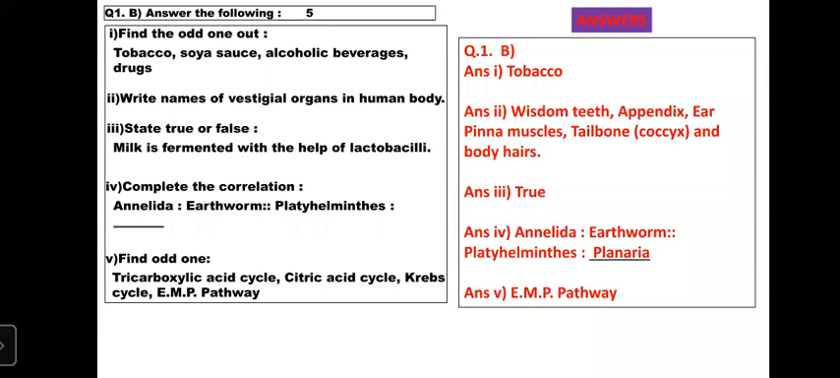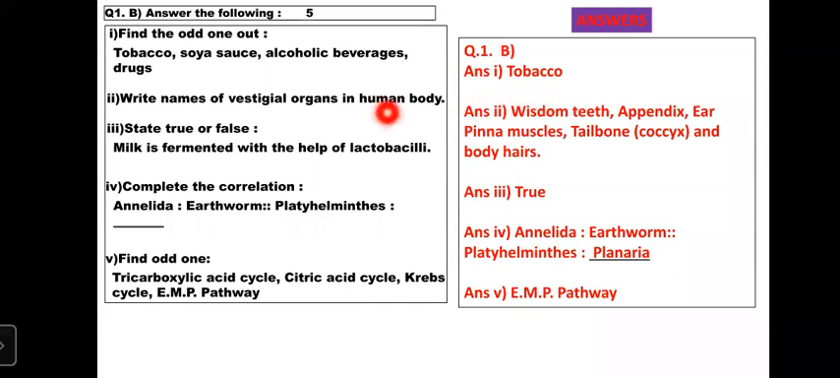Now see the questions. First one, find the odd one out: tobacco, soya sauce, alcoholic beverages, drugs. So here the odd one out is tobacco. So how are we going to write? No need to write the questions. Directly you can write question number 1B, answer 1, tobacco.